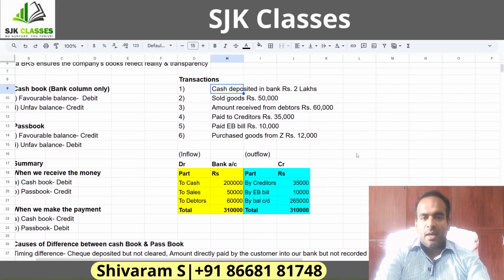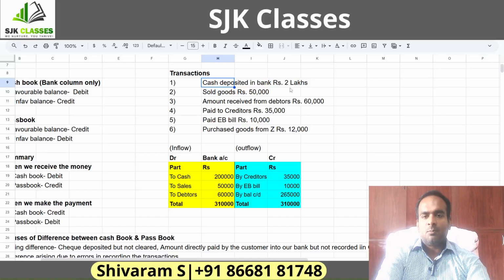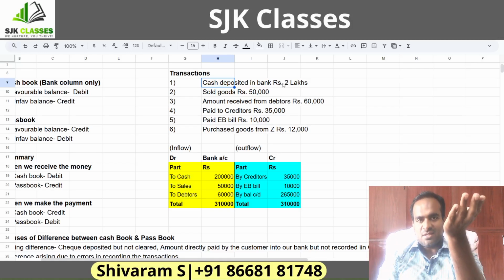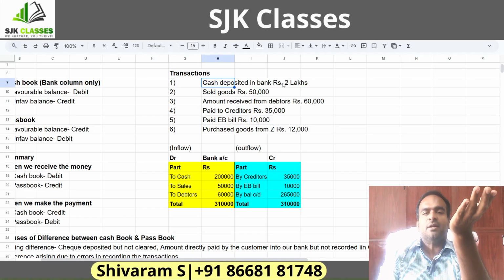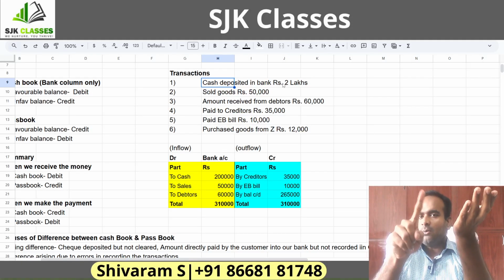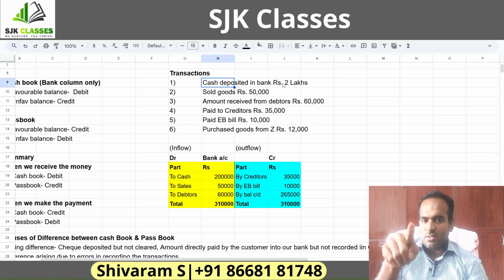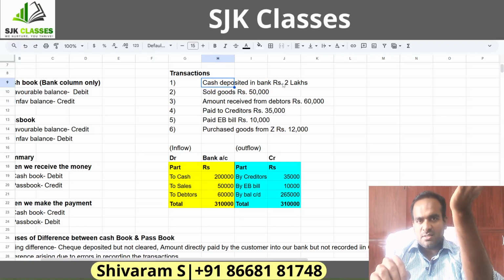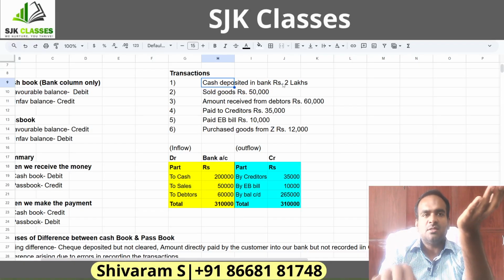Let's say cash deposited in bank, rupees 2 lakhs. What is the accounting entry we will pass? We are depositing cash in our bank account, so my bank balance will increase, which is an asset. Bank increases, I give a debit, and cash decreases, I give a credit. The entry is bank account debit to cash account. So the entry is bank to cash, right?